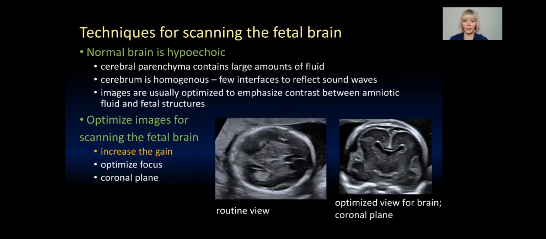Normal brain is hypoechoic on ultrasound, and this is because the parenchyma contains large amounts of fluid. Therefore, to optimize the image, one of the important things that you need to do is increase the gain to see more detail.